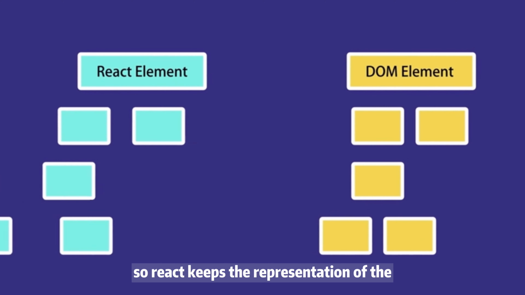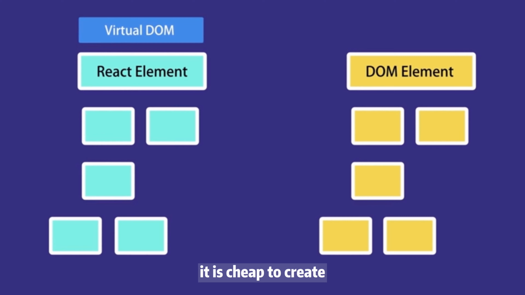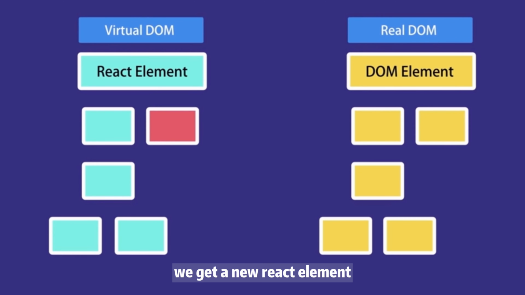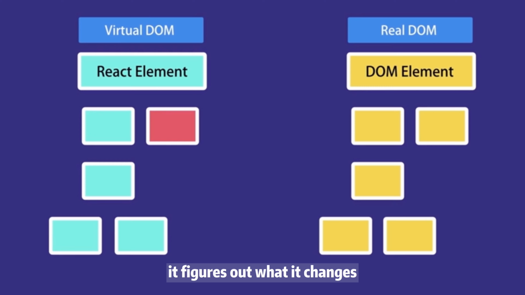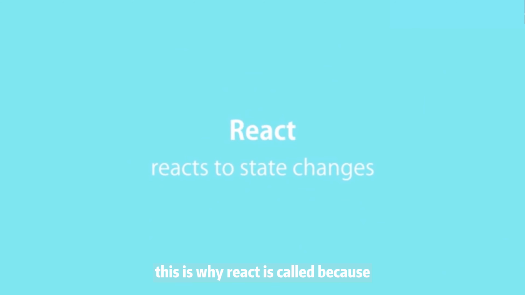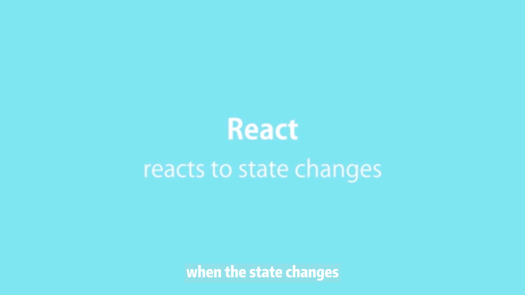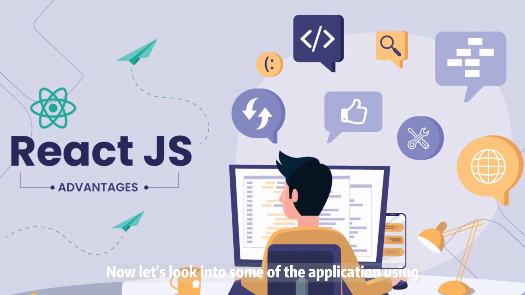So React keeps a representation of the DOM in memory, which we refer to as the virtual DOM. It is cheap to create. When we change the state of the component, we get a new React element. React will then compare this element and its children with the previous one. It figures out what has changed and then updates a part of the real DOM to keep it in sync with the virtual DOM. In other words, we no longer have to write code to query and manipulate the DOM or attach event handlers to DOM elements. We simply change the state of our components and React will automatically update the DOM to match the state. This is why React is called React, because when the state changes, React essentially reacts to the state change and updates the DOM.